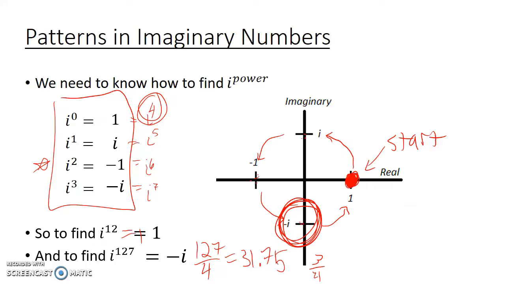So to be able to deal with these powers, all you have to do is be able to divide by 4. Some people do this, 120 divides by 4, so I just go 7 more spots. 1, 2, 3, 4, 5, 6, 7. Yep, 7 more spots to get back there to -i. It's a nice skill to be able to deal with.